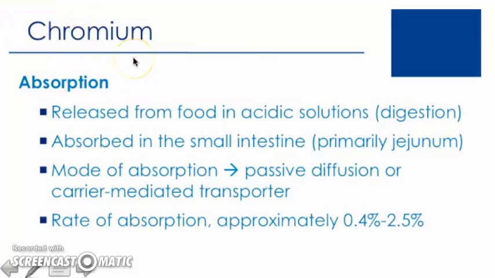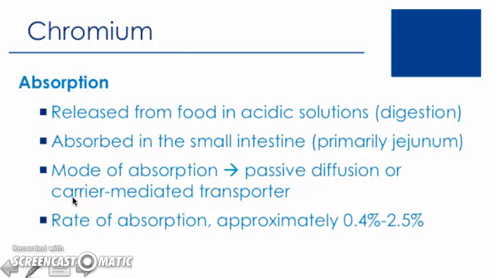We'll discuss the absorption process for chromium. We see that it is released from food in acidic solutions, so in an acidic environment such as the stomach, the chromium mineral is released from food. Then we have the free chromium available to be absorbed in the small intestine, and primarily that is occurring at the level of the jejunum. The mode of absorption is either passive diffusion or via a carrier-mediated transporter. We won't go over this process in detail, but just know that it's either passive diffusion or a carrier-mediated process.